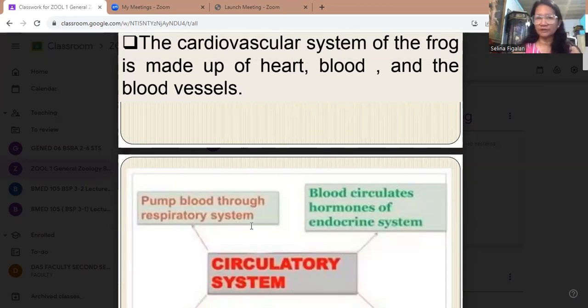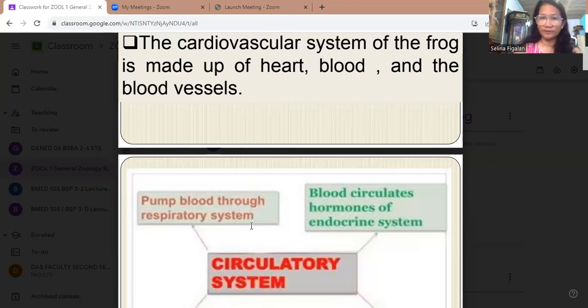If the frog lacks oxygen in the body, like it is out of breath, it needs oxygen, and it picks up oxygen, aside from through the skin, through their lungs. If we dissect our frog, we can see that the lungs are found posterior to the heart of the frog. The heart pumps blood through the respiratory system, specifically the lungs, to pick up oxygen.